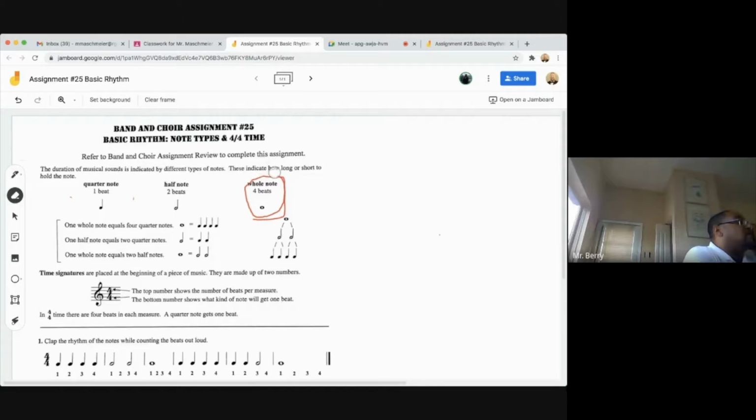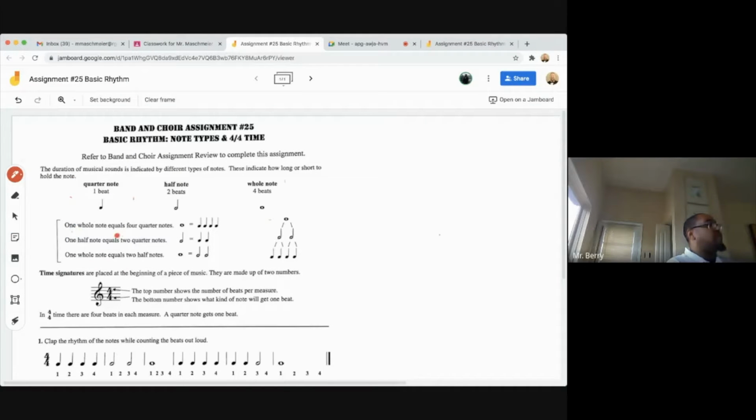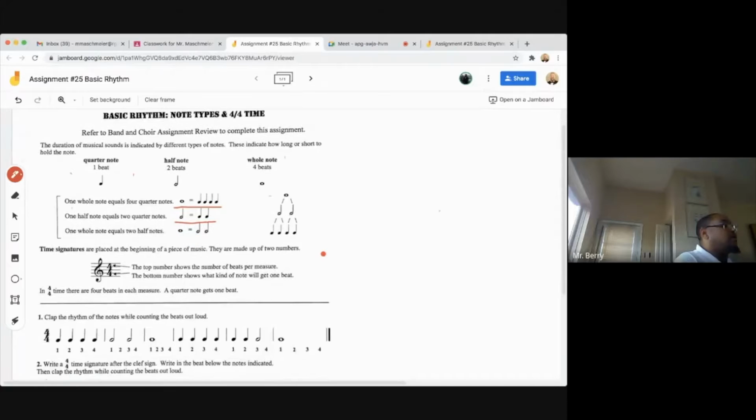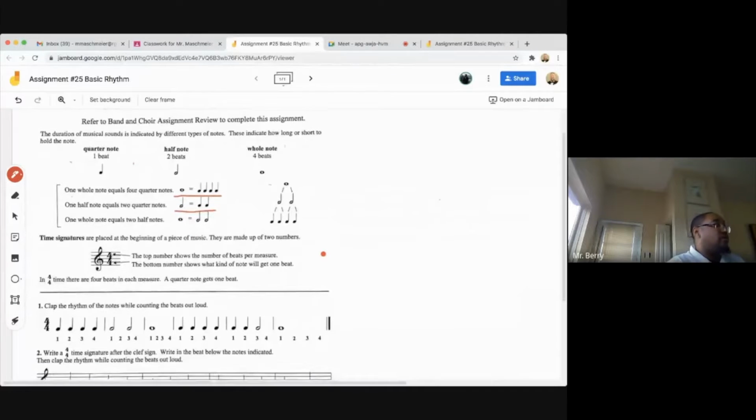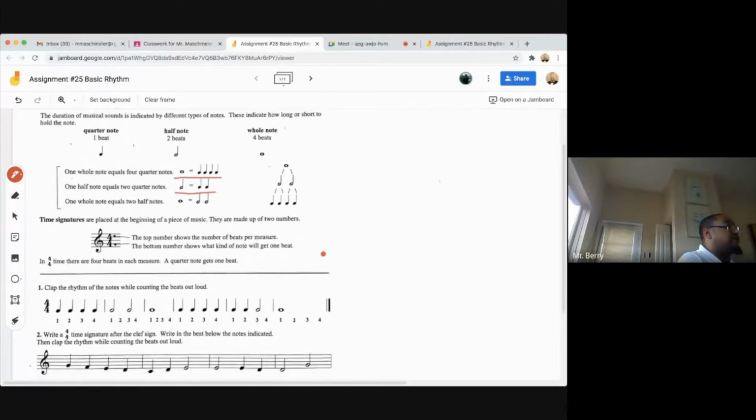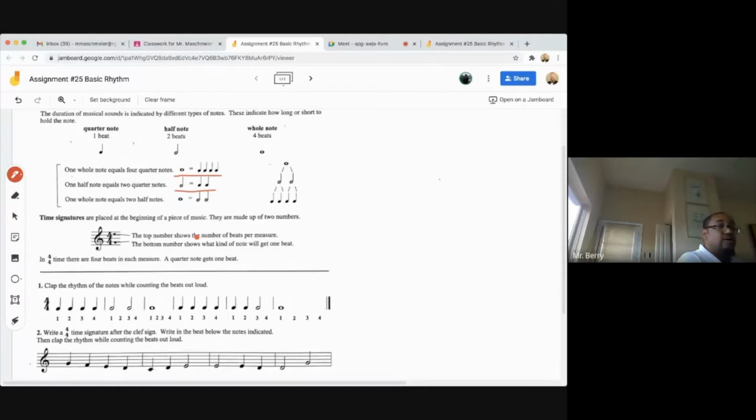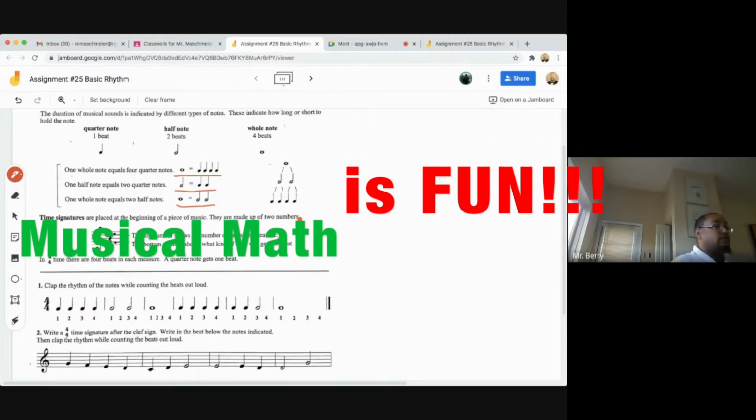Okay, so one whole note is equivalent to 4 quarter notes. And one half note is equivalent to 2 quarter notes. That's simply saying that the value of a whole note equals 4, and it takes 4 quarter notes to equal the value of a whole note. For the half note, it takes 2 quarter notes to equal its value, which is 2. And for a whole note, it will take 2 half notes. A half note is equivalent to 2 beats. 2 plus 2 is 4 to equal the value of a whole note.